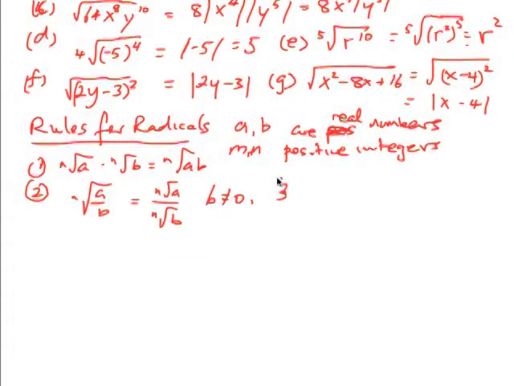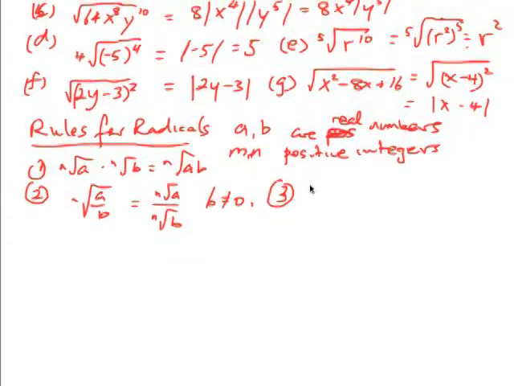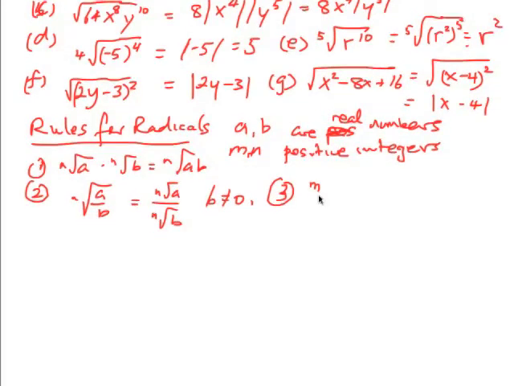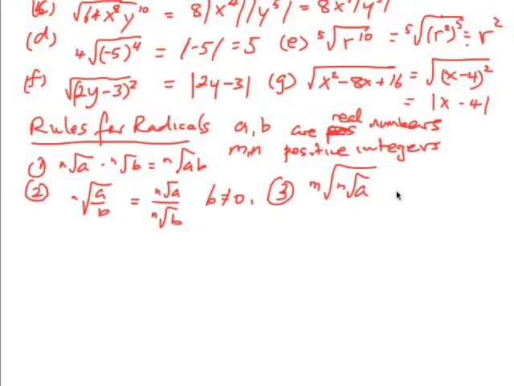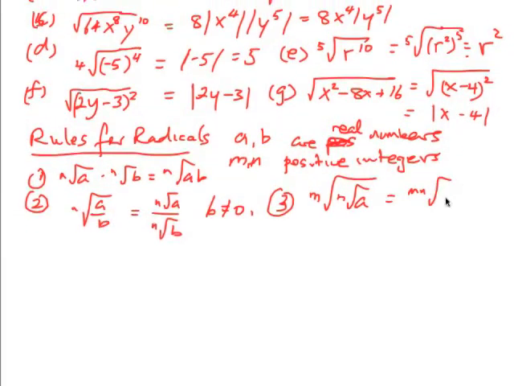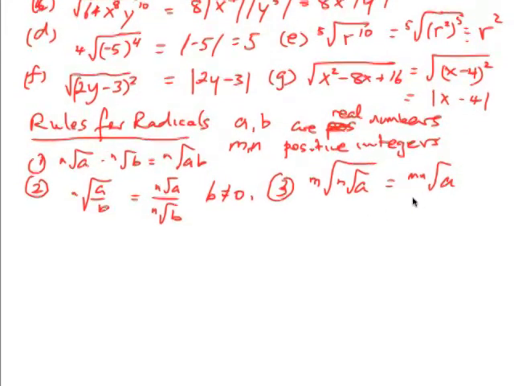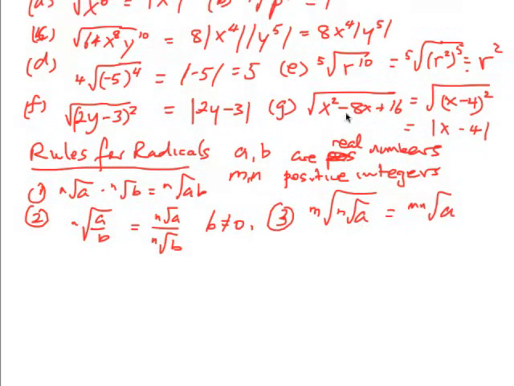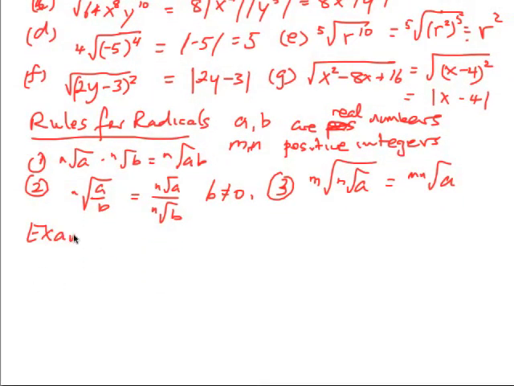Right, number 3. Okay, we have a power of the power. Let's suppose I have the mth root of the nth root of A. Then this is simply the mnth root of A. So you do the product. So it comes from the index laws, really, or the exponent rules that we've seen before. Okay, so let's do some examples.